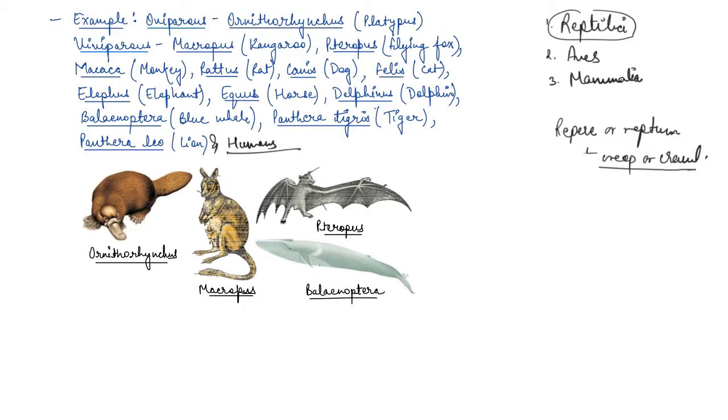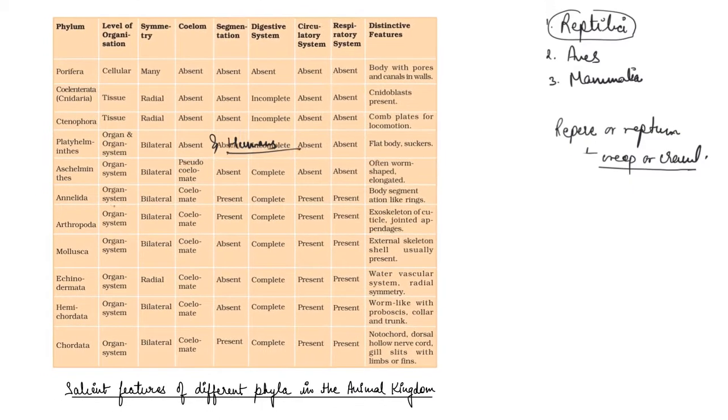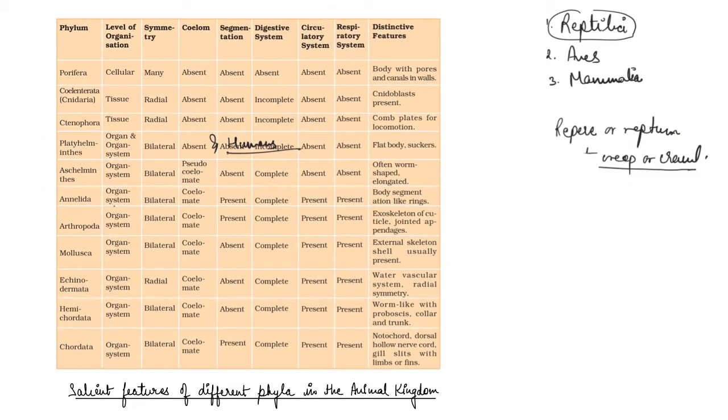And I would at the end just like to show you a chart that I've made through which you can basically revise the entire animal kingdom. So here you can see that on the basis of different types of characteristic features, we have divided all the phyla of the animal kingdom.